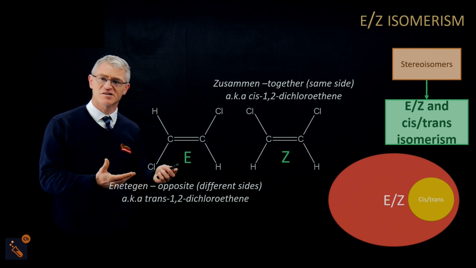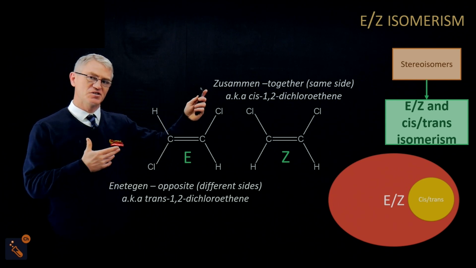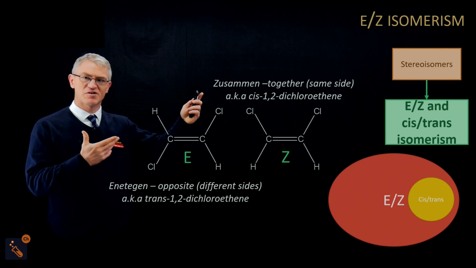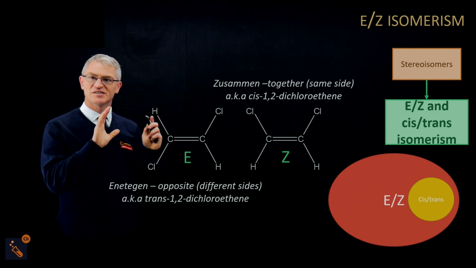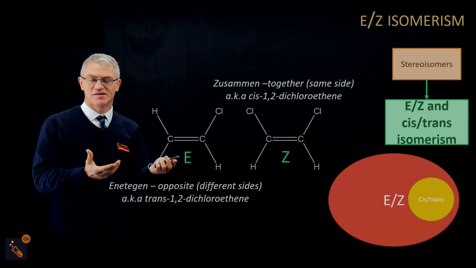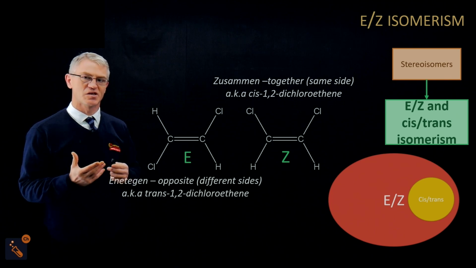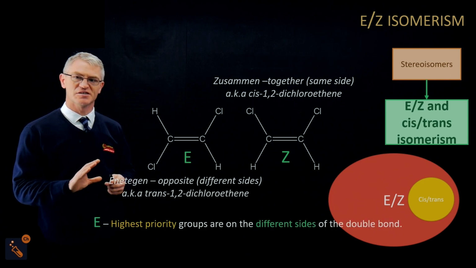But how would we decide what is E and what is Z? So even though this same side, what does that mean in reference to the same side? Because the cis-trans is just to do with having two groups on the same side. We're not talking about two of the same group when it comes to EZ. What we're talking about is something slightly different.